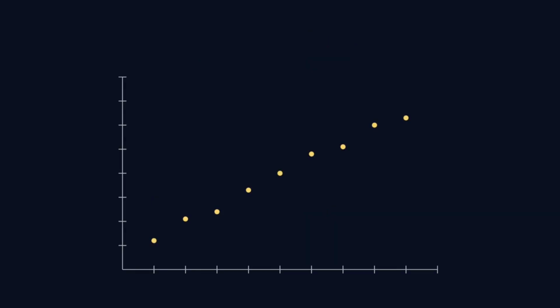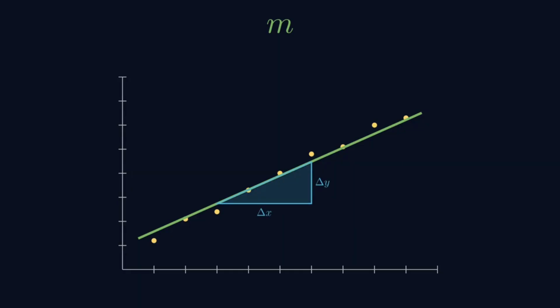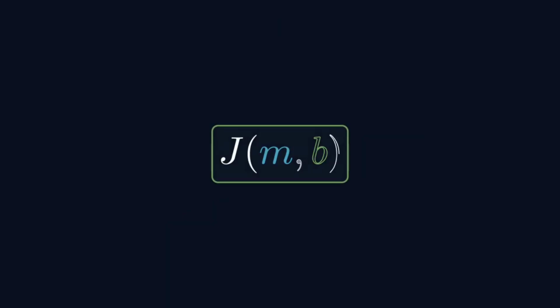But the line still has another freedom, the slope m. Because even if the line sits at the right height, it can still lean the wrong way. Too steep, too flat, or somewhere in between. So now we ask the second question. What happens to the cost when we change m? This time, we take the partial derivative with respect to m.